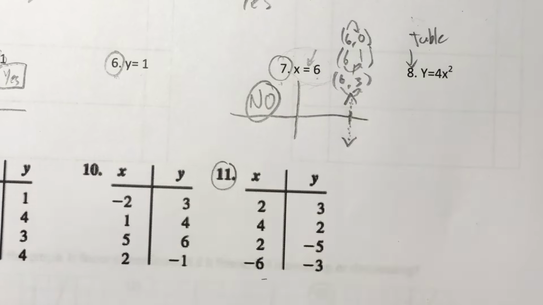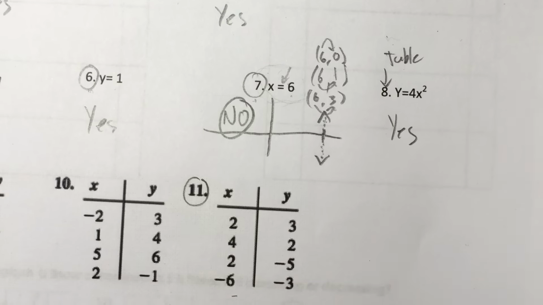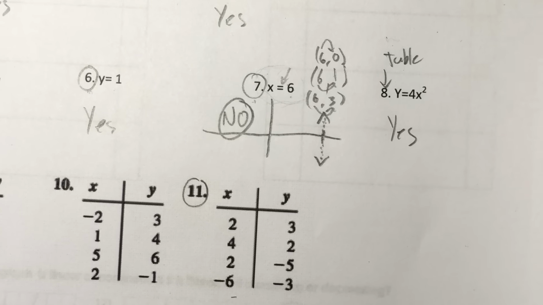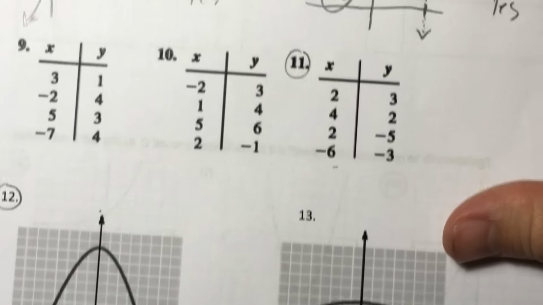So number 6 and number 8 are both functions. Now you might have been a little confused on number 8 because it's not linear, but remember when we're thinking about functions on a graph, we're only thinking about the vertical line test. All right, so just 2 more on this page.